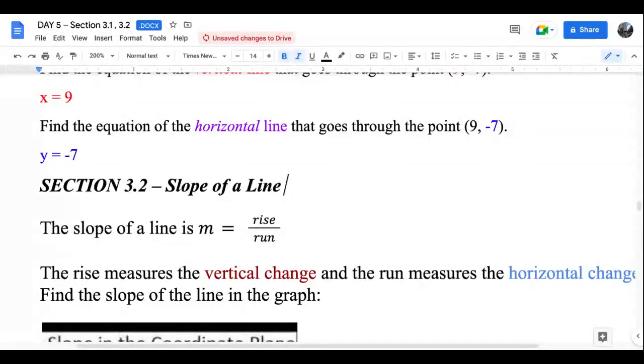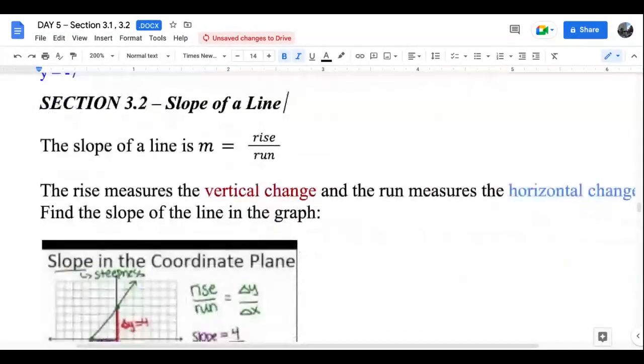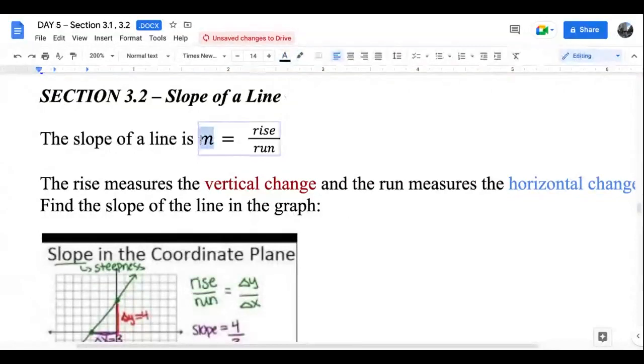Slope of a line. I already mentioned slope, right? y equals mx plus b. m represents a slope. But what is m? m equals rise over run, right? How much from one point to another point? How much does this point have to go up or go down? Rise means vertical distance. Run means horizontal distance.